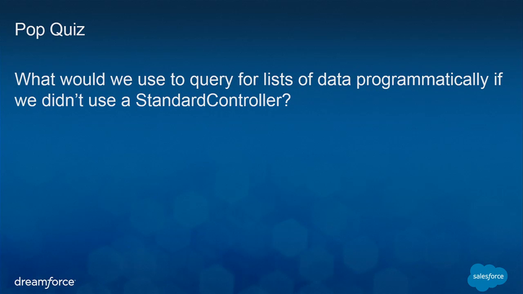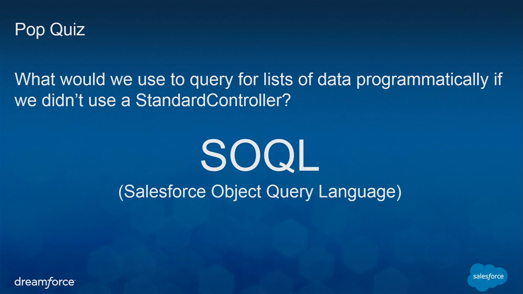And I already showed you those. So, pop quiz. If you're going to query lists of data programmatically and you don't use a standard controller, what are you going to do? That's a trick question because I don't think we've really gotten there yet. We touched on it just a little bit, and that's the Salesforce Object Query Language. That means that you're going to now require, instead of using the standard controller to get that list of data, a custom controller in Apex. Apex can use SOQL, and Visualforce only uses SOQL through its interaction with an Apex controller.